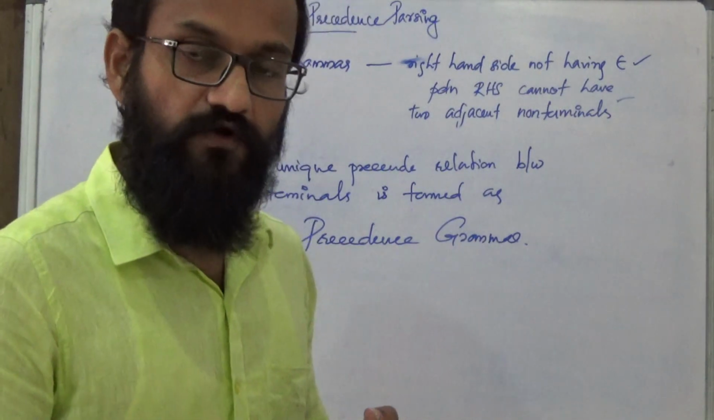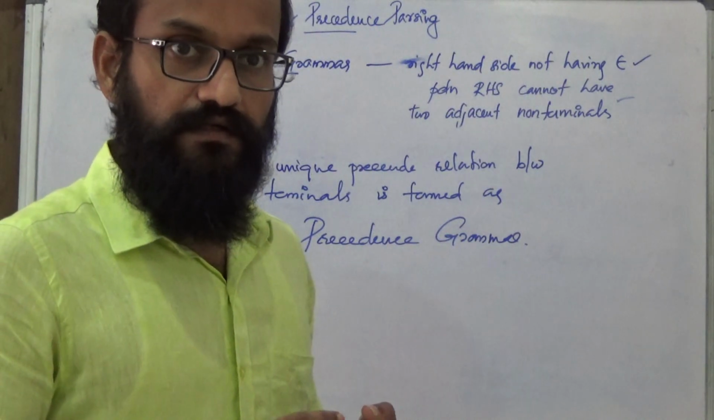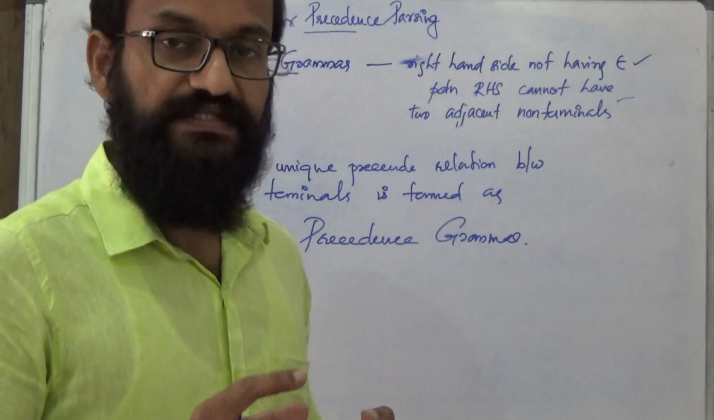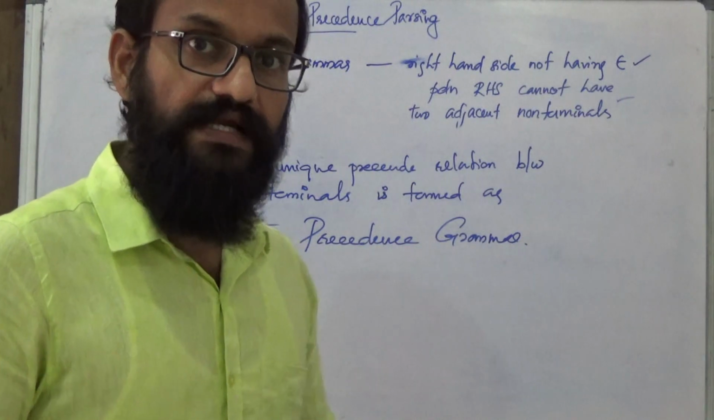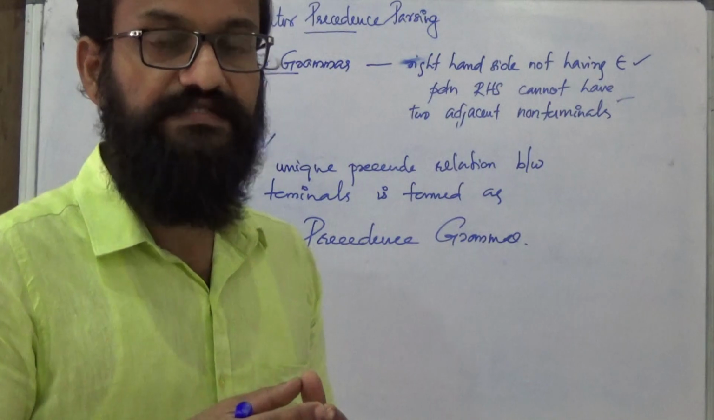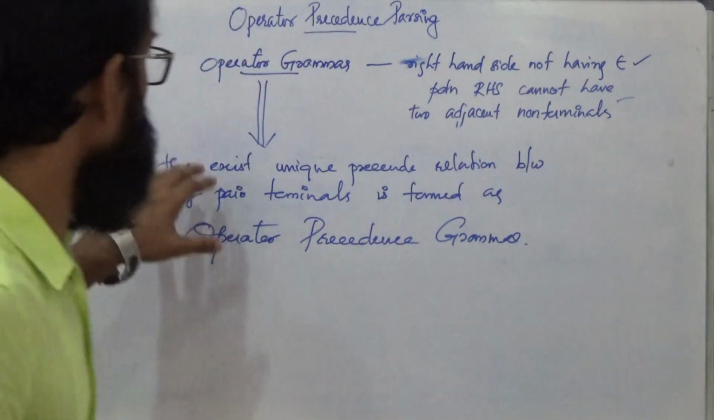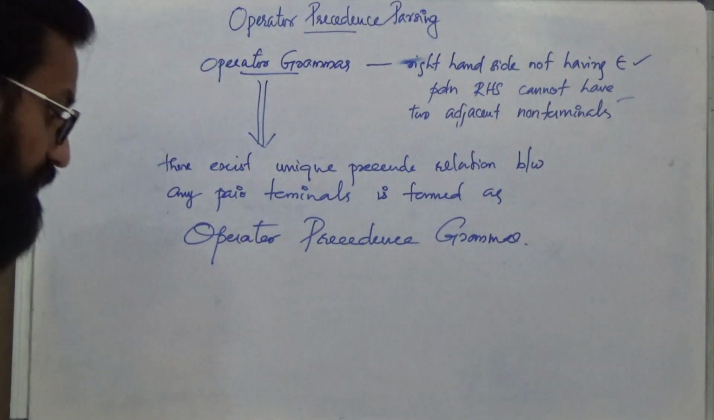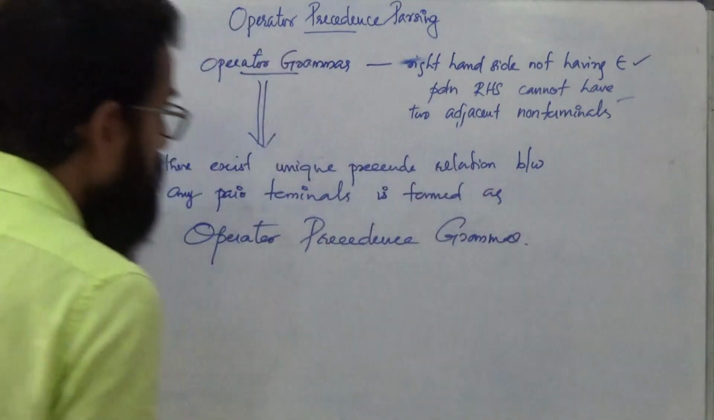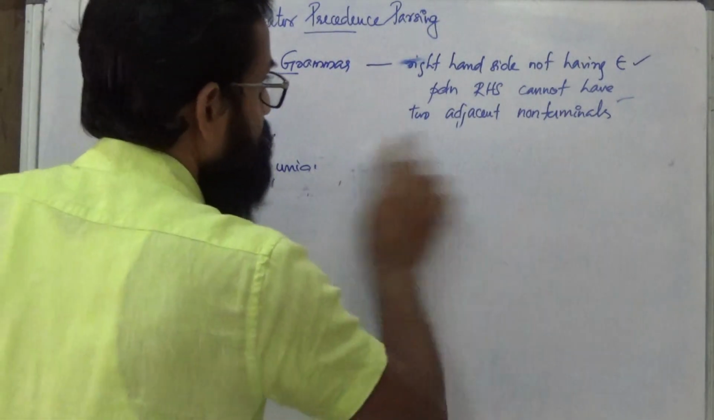if I take any pair of terminal symbols in that grammar, there exists a unique precedence relation. In the sense, you cannot have multiple precedence relationships between any pair of terminal symbols in the grammar. If a grammar satisfies these properties, then you can call it an operator precedence grammar. And operator precedence parser is actually defined for operator precedence grammar.